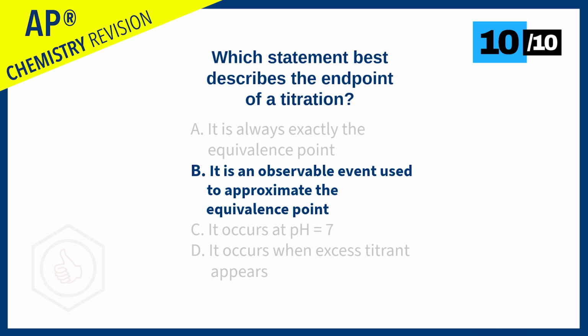The observable event used is often a color change from an indicator. The indicator changes color when a certain pH of the solution has been reached, and if the indicator is chosen correctly, the pH at which the indicator changes color should be the same pH at which the equivalence point is reached in the titration.